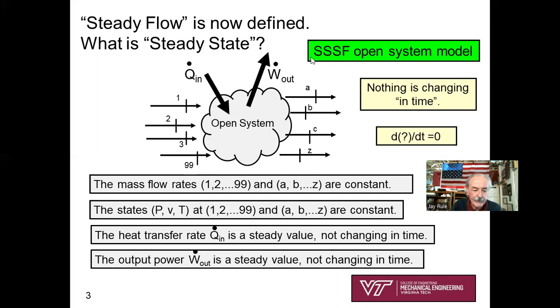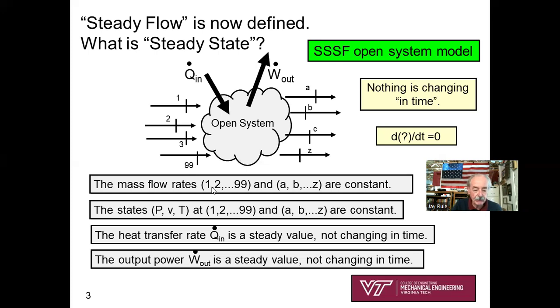In other words, the pressure at state 1 is not changing. Temperature at 1, not changing. Pressure at Z, not changing. Temperature at Z, not changing in time. Same pressure and temperature at breakfast time as it is at lunchtime.